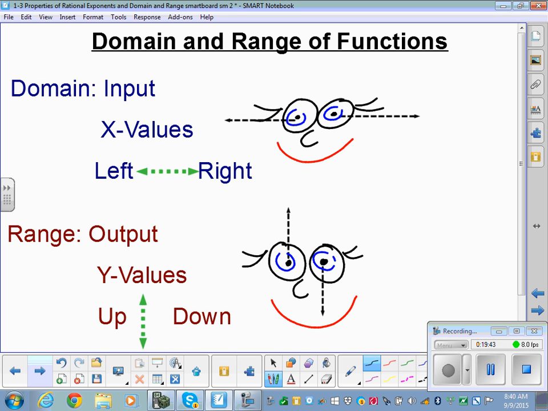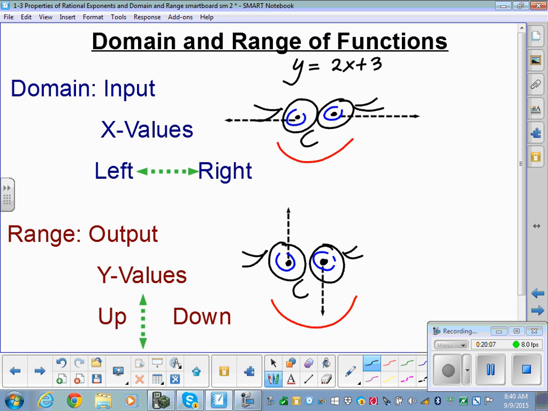So domain, guys, this is where you'll want to take notes for sure. So domain is the input values, meaning the x values. So think about a function, guys. Functions are in the form y equals some function involving x. So you'll have y equals, for example, 2x plus 3. That's just an example of a function. So the domain is the x value. It's the input, what you would plug into the function.